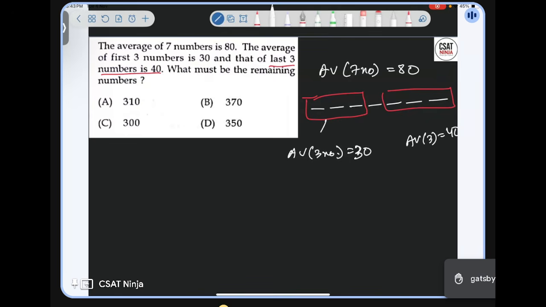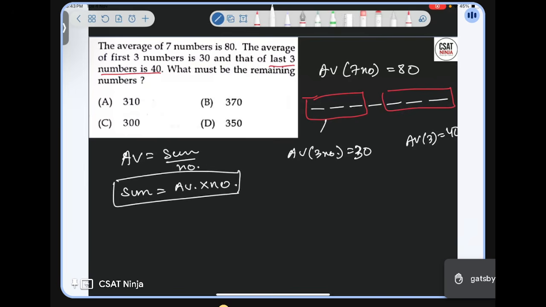We know by the average formula, if you are following me, the average is nothing but the sum of the terms divided by the number of terms. If you want to find the sum of the numbers, it will be nothing but average into the number of terms. Okay, so this is the formula. Sum of the terms is nothing but average into the number of terms.